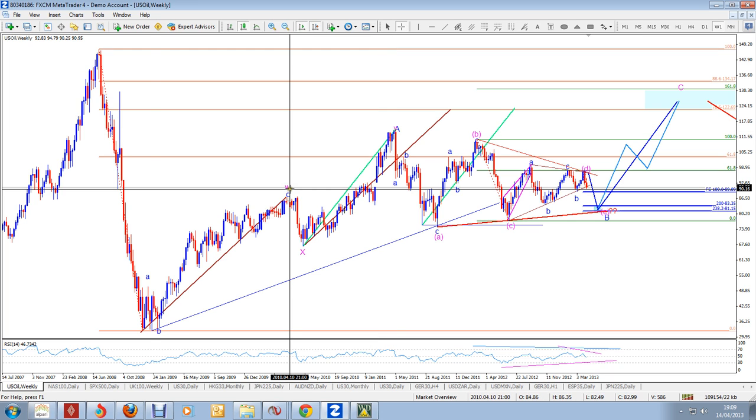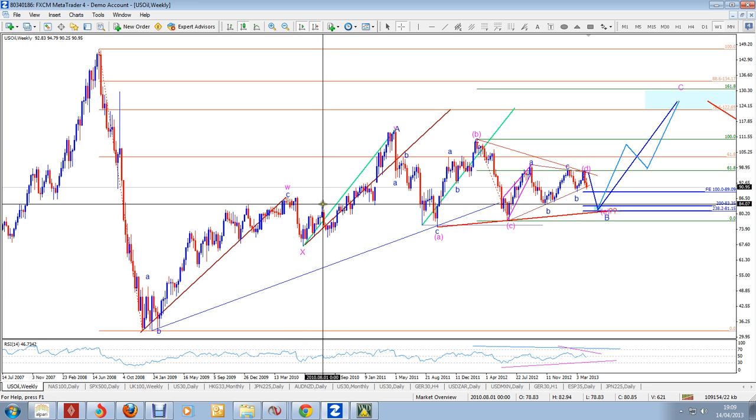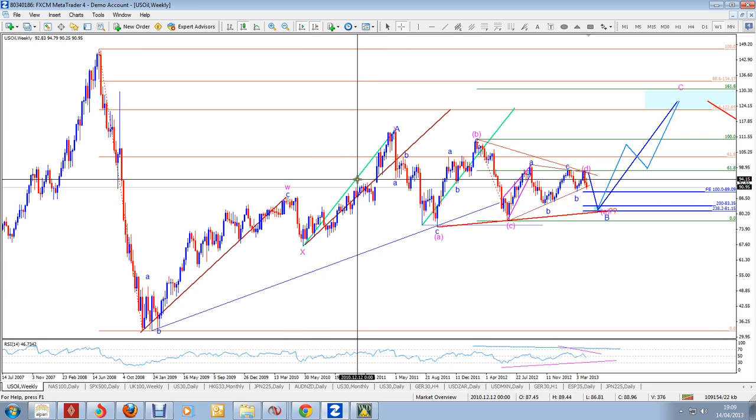Okay, so we've had A, B, C for W, wave X, and again probably A, B, maybe here A, B, C, so that gave us Y, and that Y also then finished this W, X and Y. So we finished wave A.